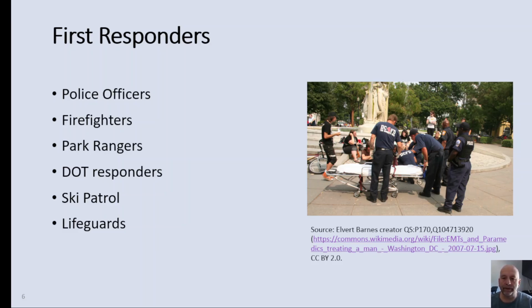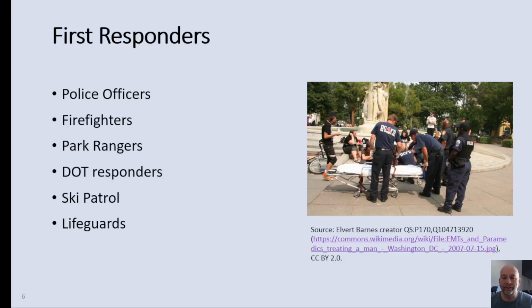Additional first responders may include park rangers, Department of Transportation Highway Emergency Assistance Teams, ski patrol, lifeguards, and others with first aid, CPR, and/or basic level medical training. First responders are an important part of the continuum of care because they can often get to the scene of the call before an EMS unit. This enables them to initiate care and provide updates to the responding EMS crew.